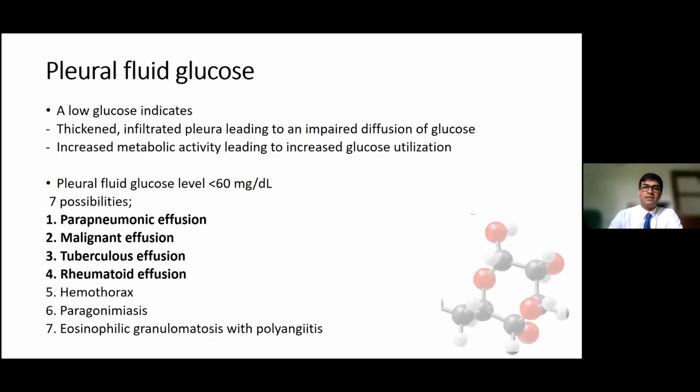Pleural fluid glucose. When the pleural fluid glucose is low, it indicates that either the pleural membranes are thickened or there is increased metabolic activity in the pleural fluid. If the pleural fluid glucose is less than 60 milligrams per deciliter, there are 7 possibilities, out of which parapneumonic, malignant, TB, and rheumatoid effusions are the majority.